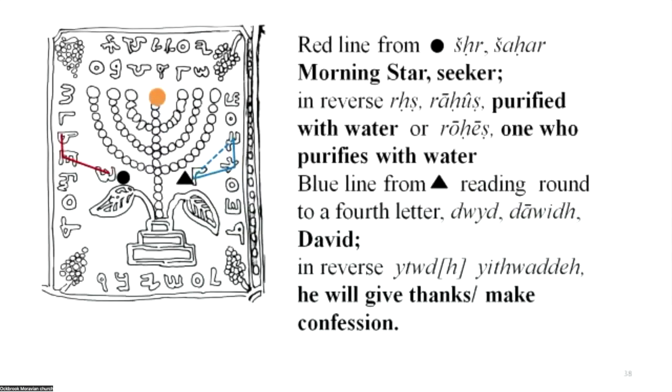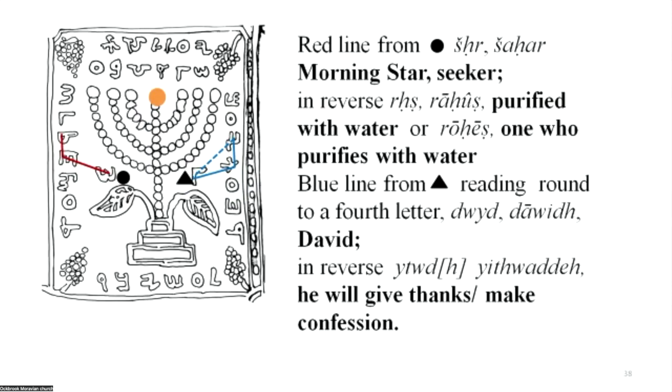There you go. Now, let's go back to those collection of 3 letters again, and this time starting with the red line again and the black dot, you have the word for a morning star or a seeker. And in reverse, it's someone who's purified with water, or if you put the vowels differently, someone who purifies with water. It can be either, so he's the morning star, it can also mean the seeker.